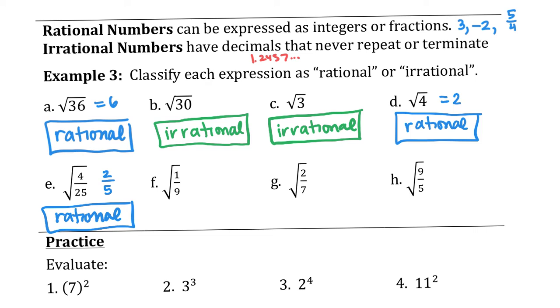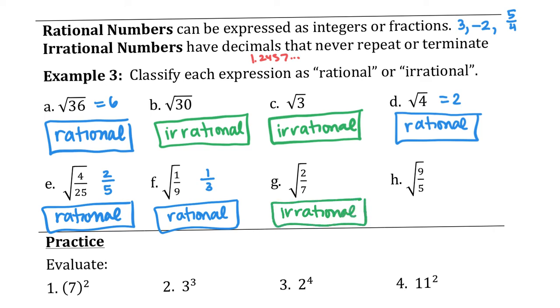Let's try this one. The square root of 1 is 1. The square root of 9 is 3. It's a fraction, so it's rational. Okay, the square root of 2 is, I don't know, it's a big mess. Once I see part of it's a big mess, the whole thing is irrational. The square root of 7, I don't know either.